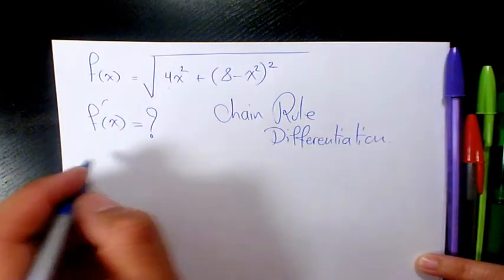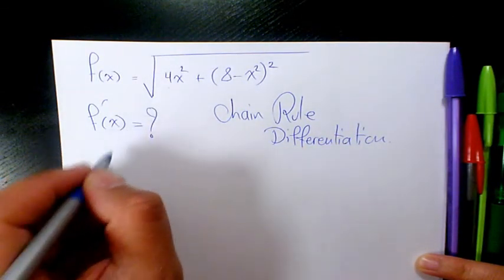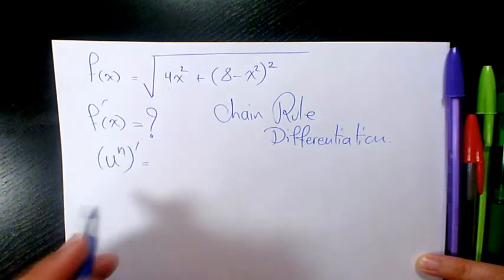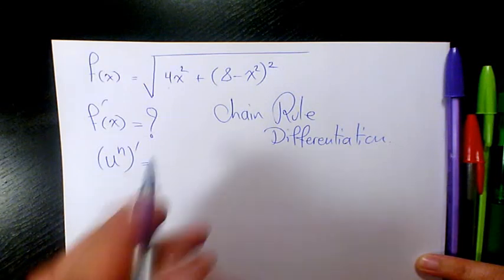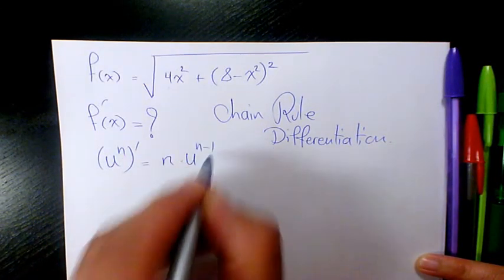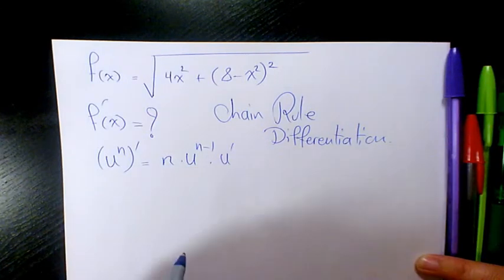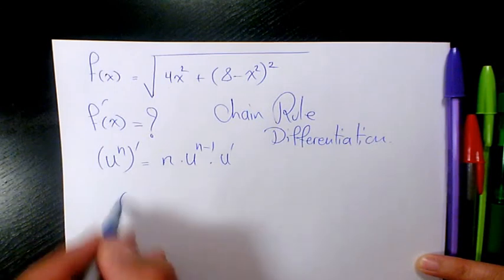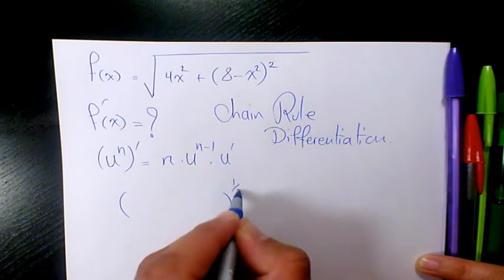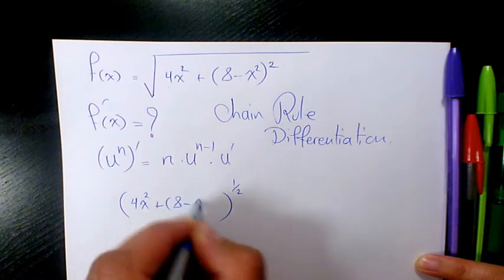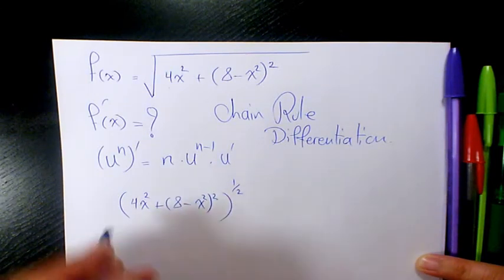When we are dealing with chain rule differentiation, we say, for example, if you have u to the power of n, where u is a function of x, the derivative will be n times u to the power of n minus 1 times u prime. So pretty much we have the same situation here. Instead of square root, I'm going to have to the power of 1/2, so 4x squared plus (8 minus x squared) to the power of 2.